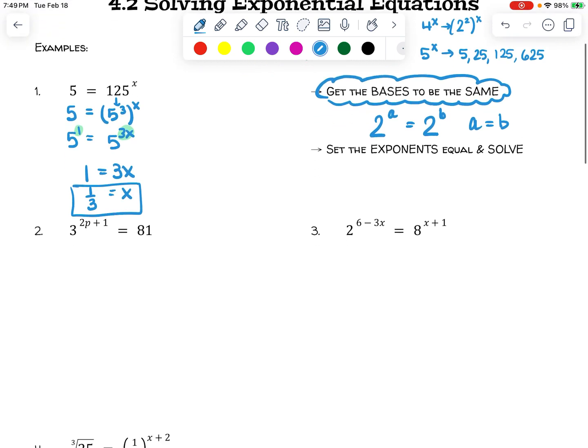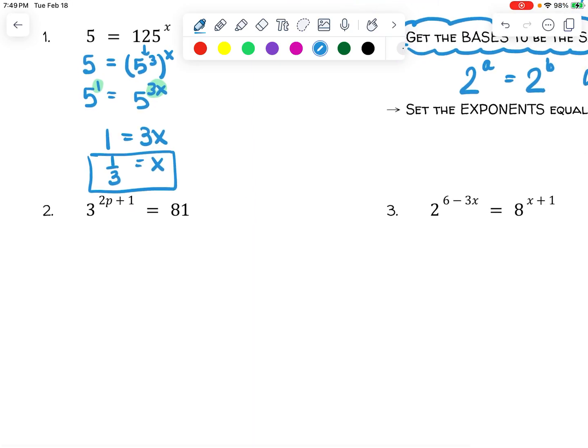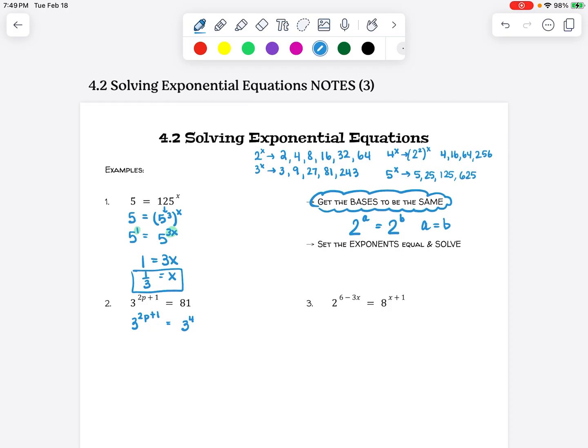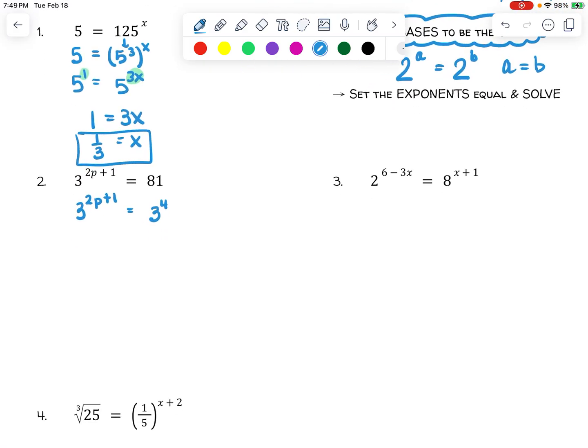Okay. Take a look at this guy. They're telling you 3 is the base, so we'll keep the 3 as the 2p plus 1. But I know that 81 is 3 to the fourth. Okay, how do I know that? Well, because I just looked up here. Or you know 3 times 3 is 9, and 9 times 9 is 81. So that means you've got 4 3's that you're multiplying. And again, same base, same exponent. So I know that 3p plus 1 is equal to 4. So 3p has to be 3. So p has to be 1. Okay.